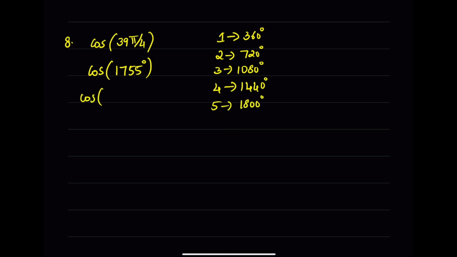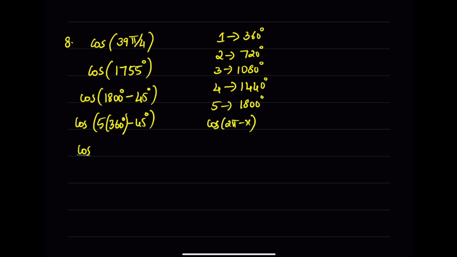Now if we apply this here, we would have cos of 1800 degrees minus 45 degrees. Basically what we are trying to say is it has completed full 4 rotations and it's only behind by 45 degrees to complete the 5th rotation. So this will be 5 times 360 minus 45 degrees, or cos of 2n pi, or 2 pi minus x. So cos of 2 pi minus x is cos x, because in the 4th quadrant cos is positive. So this will be cos of 45 degrees, which is 1 by square root of 2. So that is how we can solve the 8th question.